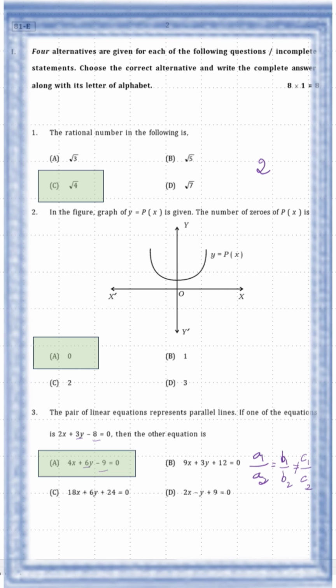Here 2 by 18, 1 by 9, 3 by 6. It is also intersecting lines. Here also 2 by 2 is 1, 3 by minus 1 is minus 3. So it also represents intersecting lines. Anyhow, option A is correct.